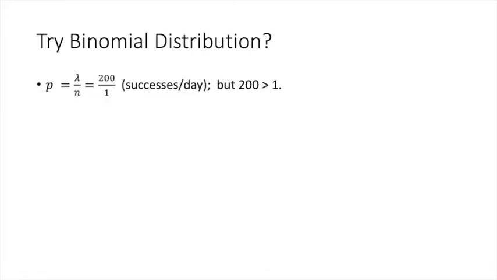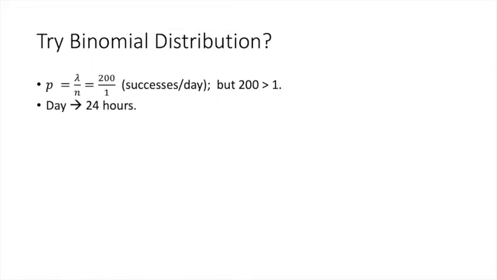So let's try to apply the binomial distribution. To do that, let's find p, that is the probability of success. So perhaps p equals the number of successes over a given time period. But if we substitute lambda and n, we get 200. Clearly, a probability cannot be more than 1, so this doesn't work.